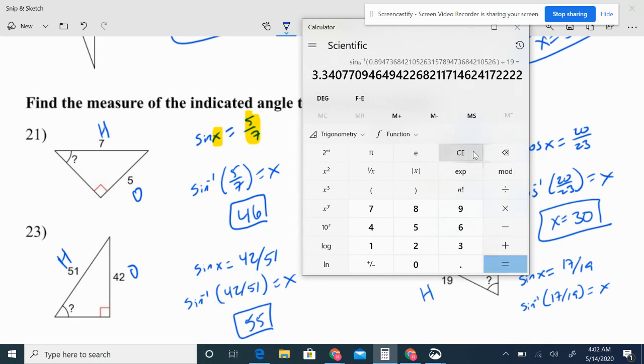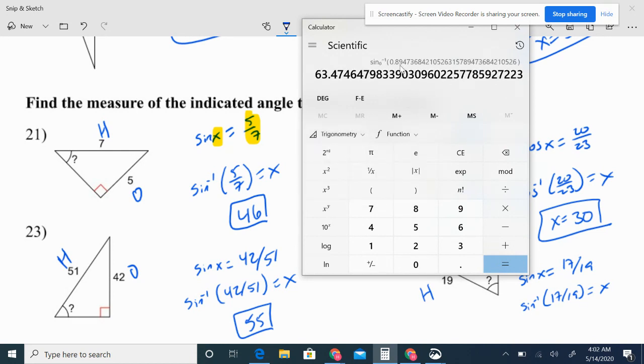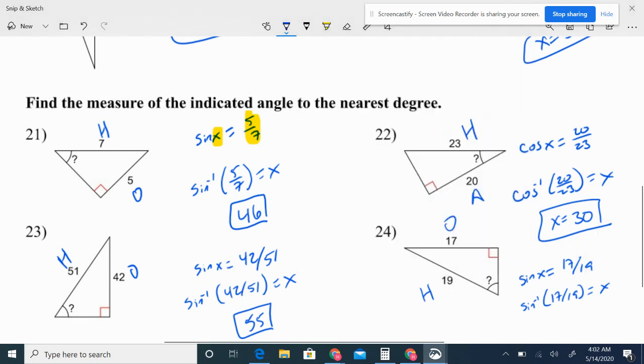Oh, yeah, this doesn't sound right. Let me do 17 divided by 19 again. Yeah, I know where the mistake came from. The sine inverse of 17 over 19 is 63.4. I'm going to round it to 63 degrees. So I'm going to the nearest whole number, 63.